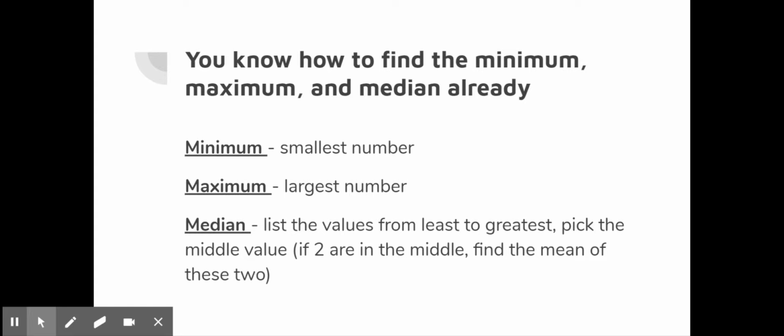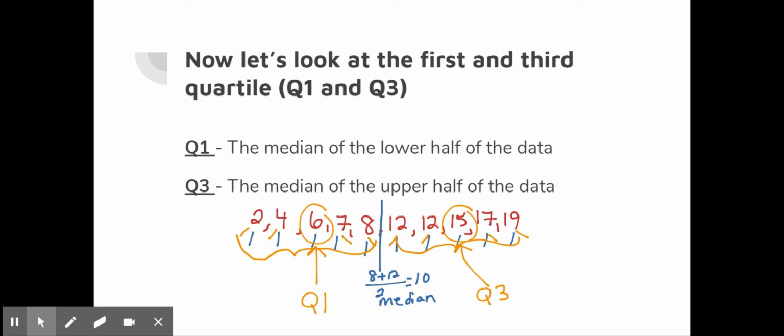Now, 3 of these are pretty self-explanatory to find. The minimum is the smallest number, the maximum is the largest number, and then you learned median last time, where you list the values from least to greatest, and then you pick the middle value. Sometimes you'll have 2 numbers in the middle, and that's fine. You just find the mean of these 2 values. Quartile 1 and quartile 3 are a little different. You just have to find the median all over again, but you find the median of the lower half or the upper half, hence why it's called the lower quartile and the upper quartile.